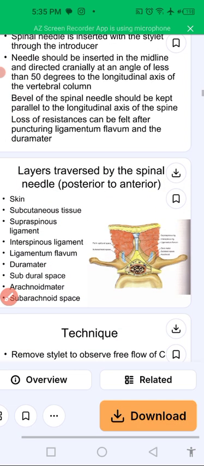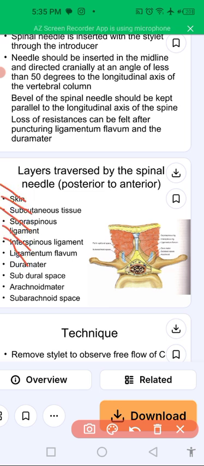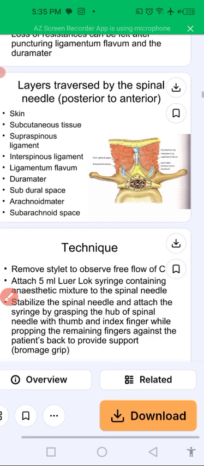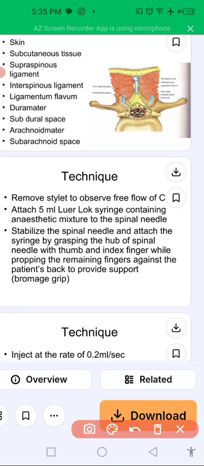Now, the layers traversed by the spinal needle are, as I already mentioned, skin, subcutaneous fat, supraspinous, interspinous, ligamentum flavum, dura, arachnoid, and subdural space. These are the layers which are pierced by the needle. The technique is to remove the stylet to observe the free flow of CSF. Attach a 5 ml Luer lock syringe containing an anesthetic agent like bupivacaine, and then stabilize the needle.